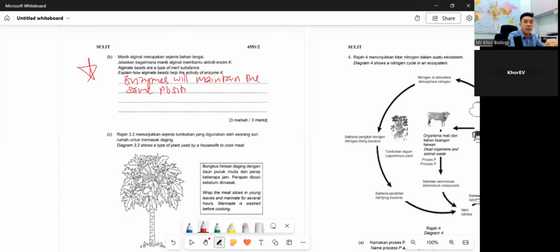Okay, the enzymes will maintain the same position throughout the reaction. Throughout the reactions, as the reactions take place, it is not moving at all.